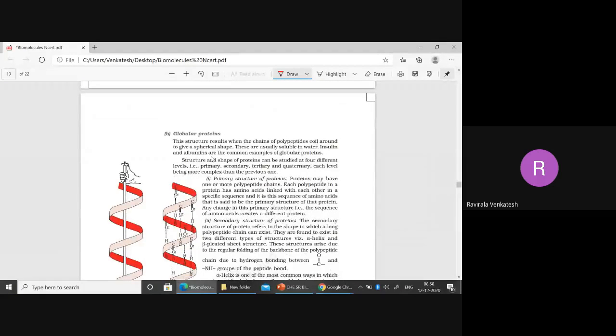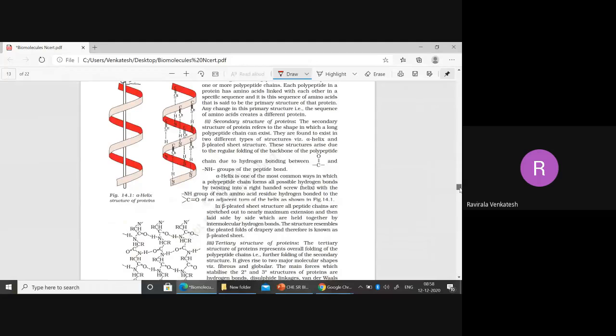Next, globular proteins, called so because of their globe-like round shape. They are soluble. For example, take insulin, and albumin present in the egg. That comes under globular proteins. So you have to remember whether soluble or insoluble, because they ask it as an incorrect statement: globular proteins are insoluble in water. They give it like that. It is an incorrect statement.